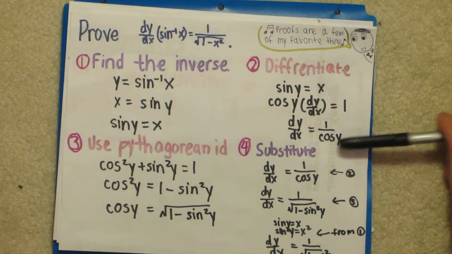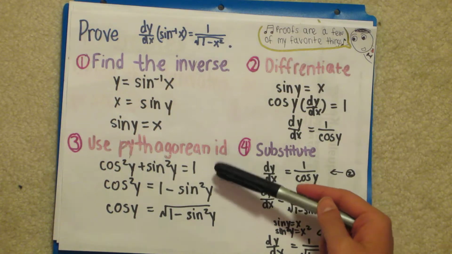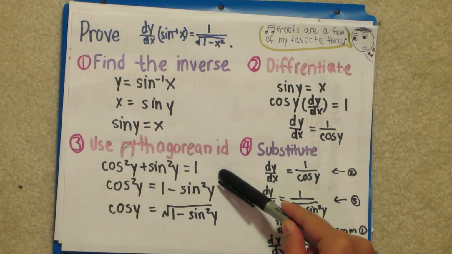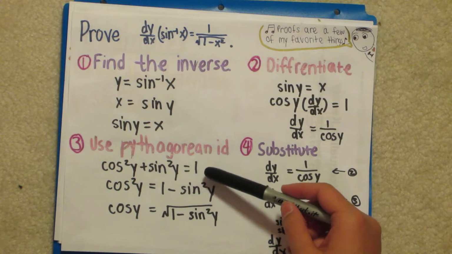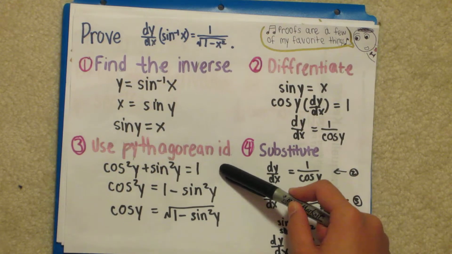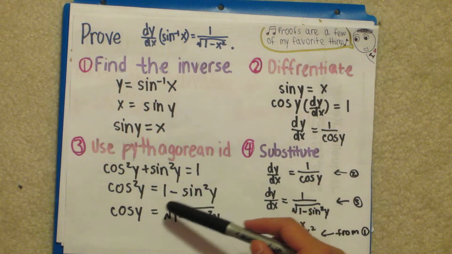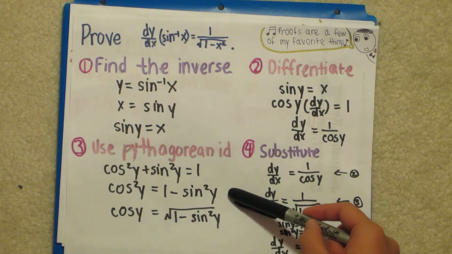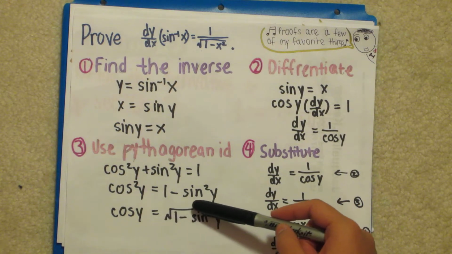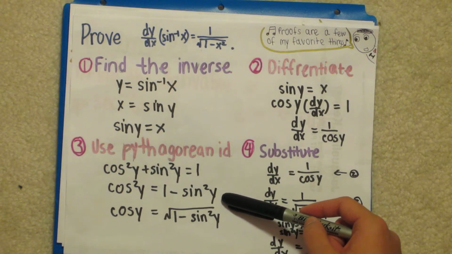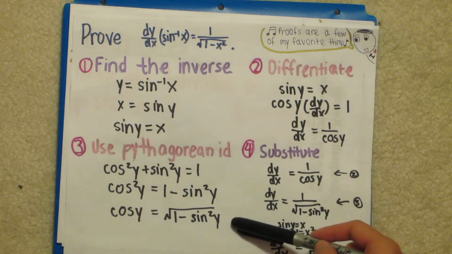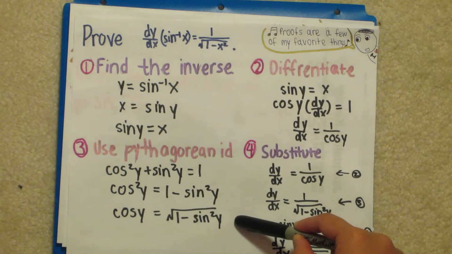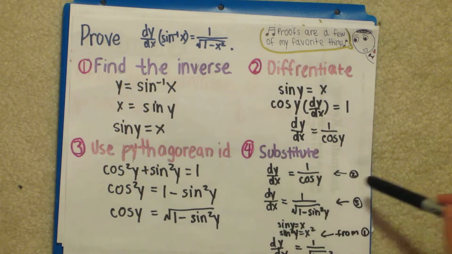Now we need to deal with the denominator, and we would use the Pythagorean identity, which is cosine squared y plus sine squared y equals 1. So I'm going to subtract sine squared y on both sides. So cosine squared y equals 1 minus sine squared y. And then to get rid of the squared, you would square root both sides, and you would get cosine y equals the square root of 1 minus sine squared y.